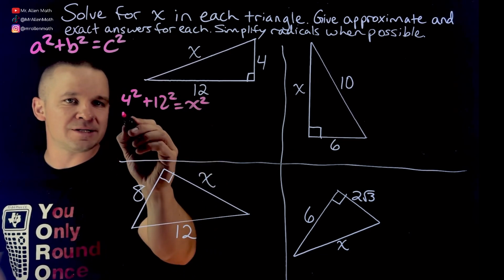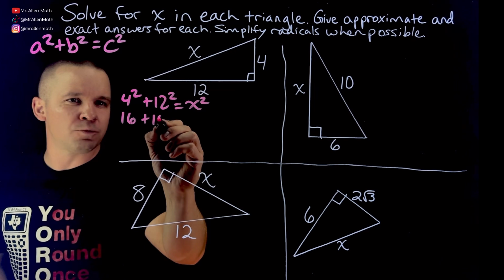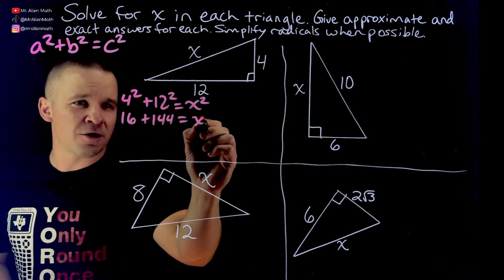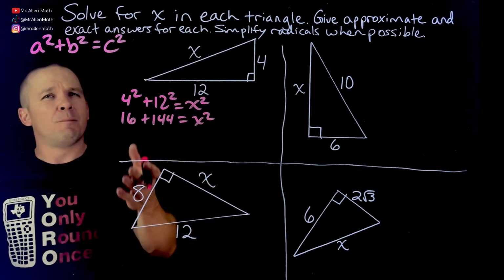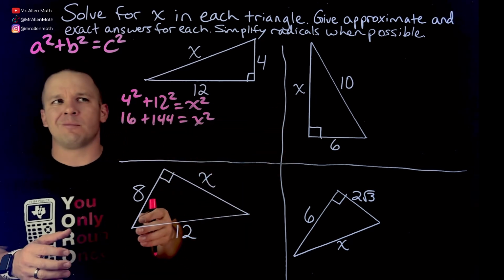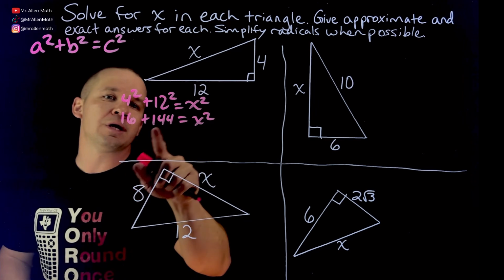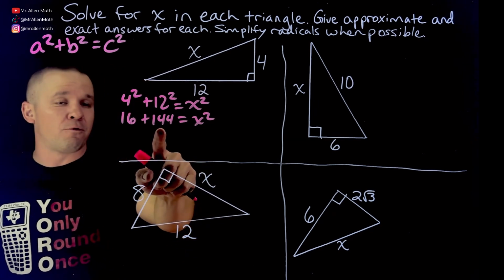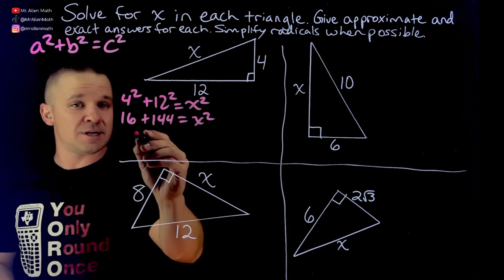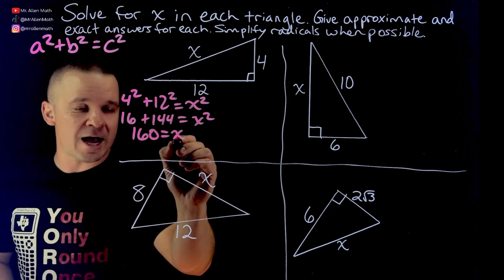Well, 4 squared is 16. 12 squared is 144. If you didn't know that, it's okay. You can always bust out your calculator. But some of those squares, you're going to start committing them to memory, right? You're just going to start remembering those because you see them so often. Then I've got 16 plus 144. Well, that's going to be 160 equals x squared.